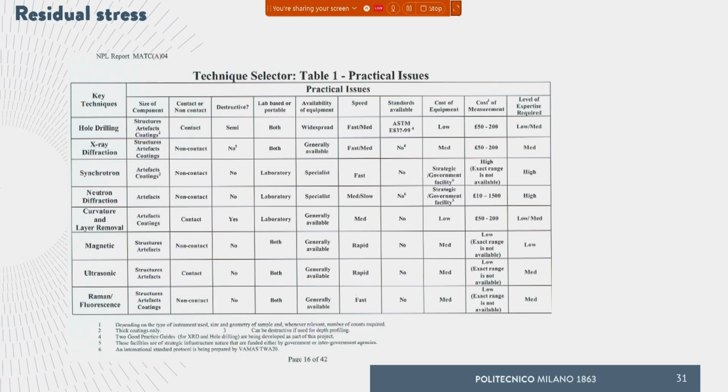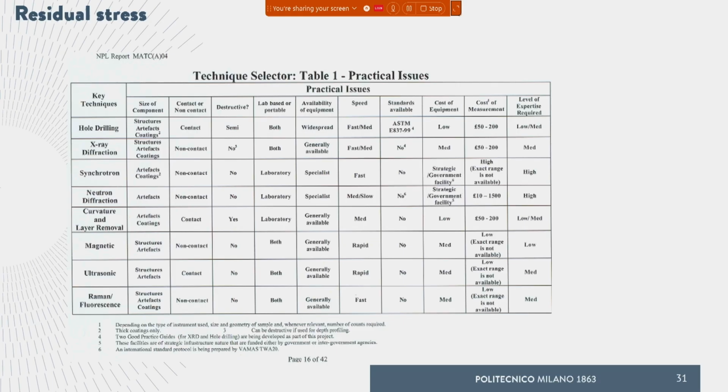The cost of measurement, indeed. Let me say that in this table, the cost of a measurement is not well clear. If we refer to XR, this could be around 200 euros or pounds. But if we talk about hole drilling, it should be a bit less, also because the equipment is less expensive than an XR diffractometer. Okay, for sure synchrotron and neutron diffraction are much more expensive, but with other limitations. They are limited to the laboratory and not portable.